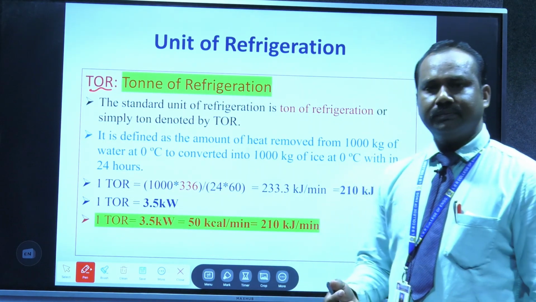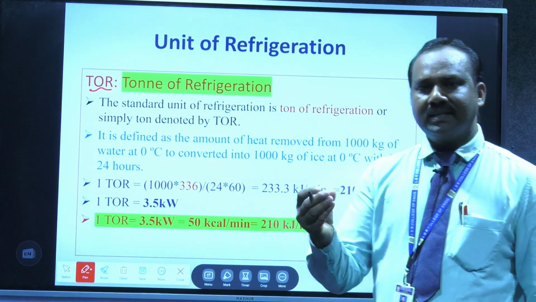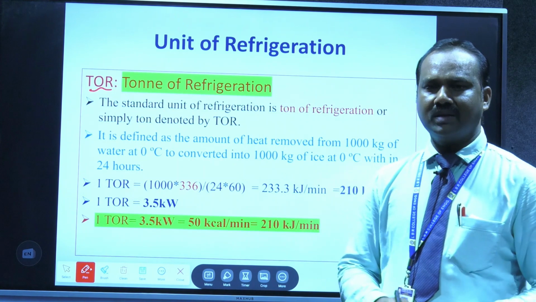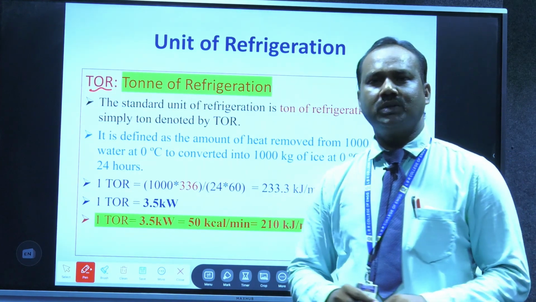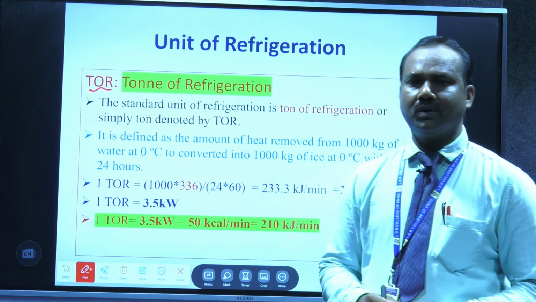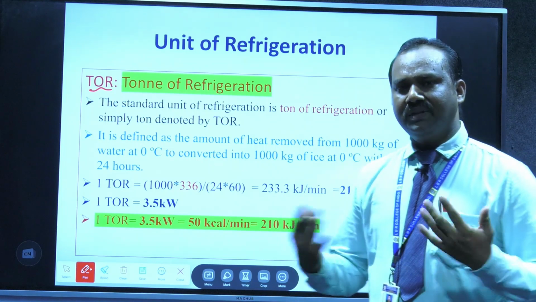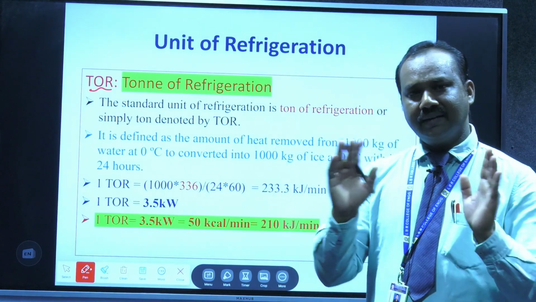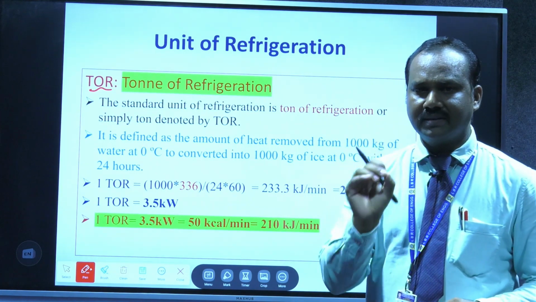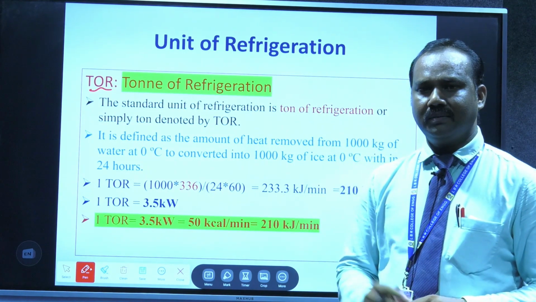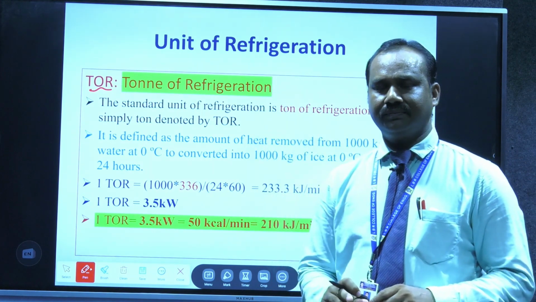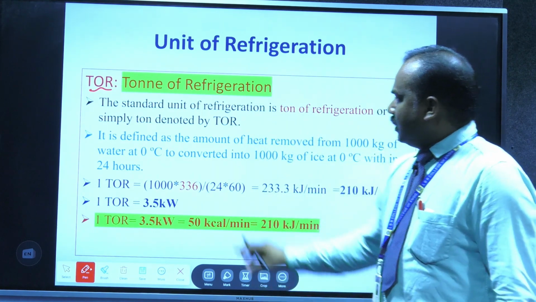In general, ton indicates mass, right? In a general way, ton means mass, which is equal to 1000 kg. But in refrigeration, ton does not indicate mass transfer, it indicates heat transfer. Ton of refrigeration indicates rate of energy transfer. What is a ton?